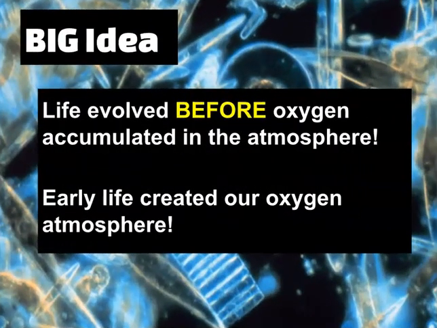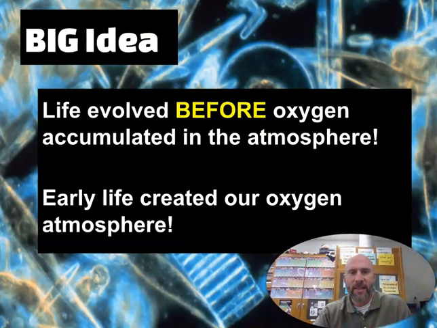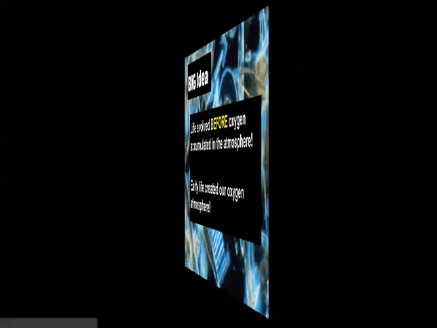So here's an important concept or idea, and that is that life evolved before there was oxygen in our atmosphere. So that early life created the oxygen in our atmosphere. Those early life forms were using the sun for energy, right? Chemical processes also, but they were producing oxygen, and eventually that oxygen started to accumulate up in our atmosphere.